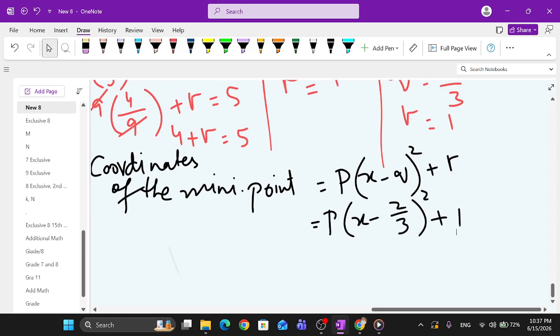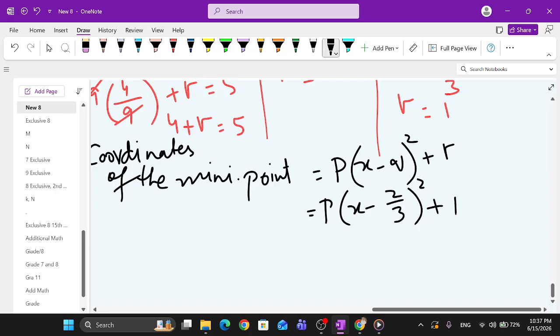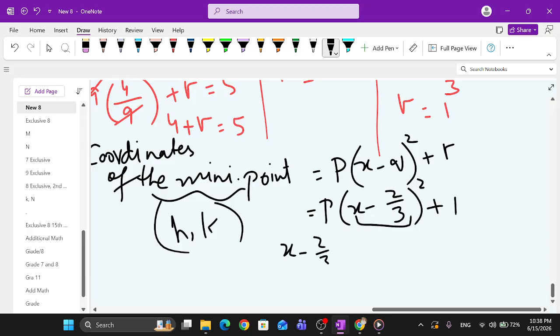So from here what we have come to know is that the coordinates of the minimum points are h comma k. So h is this whole, we have to find h from here. When we will put x minus 2 over 3 equal to 0, we will get to know about the value of h. So h would be actually equal to minus 2 over 3 will become, go on that side, it will become 2/3. So this is actually equal to h. And when we talk about k, it is equal to the y coordinate, that is positive 1.